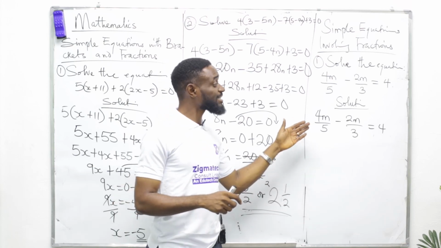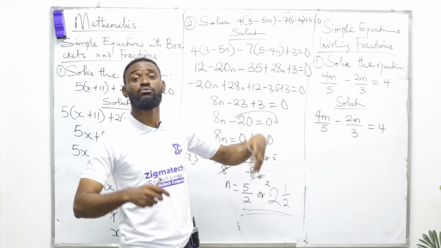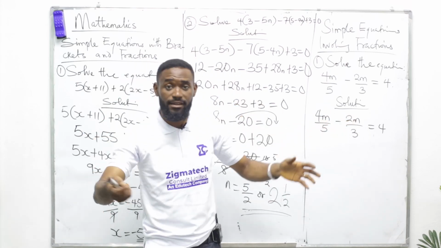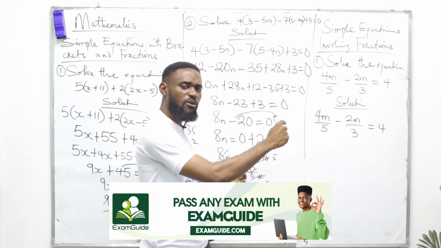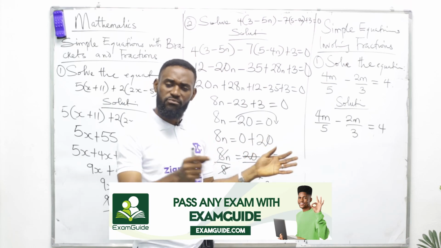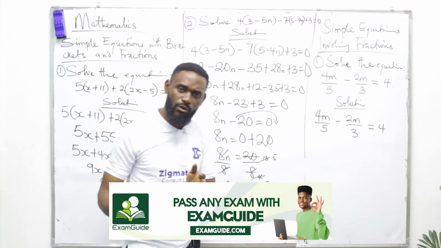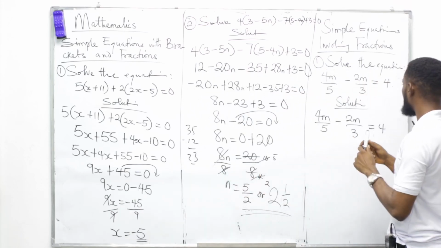They can give us as many as 4 fractions adding or subtracting each other, or 2 or 3 fractions, or 10. The simple thing is, for all the denominators involved in that particular equation or expression, you will find the LCM. So now, the LCM of 5 and 3.